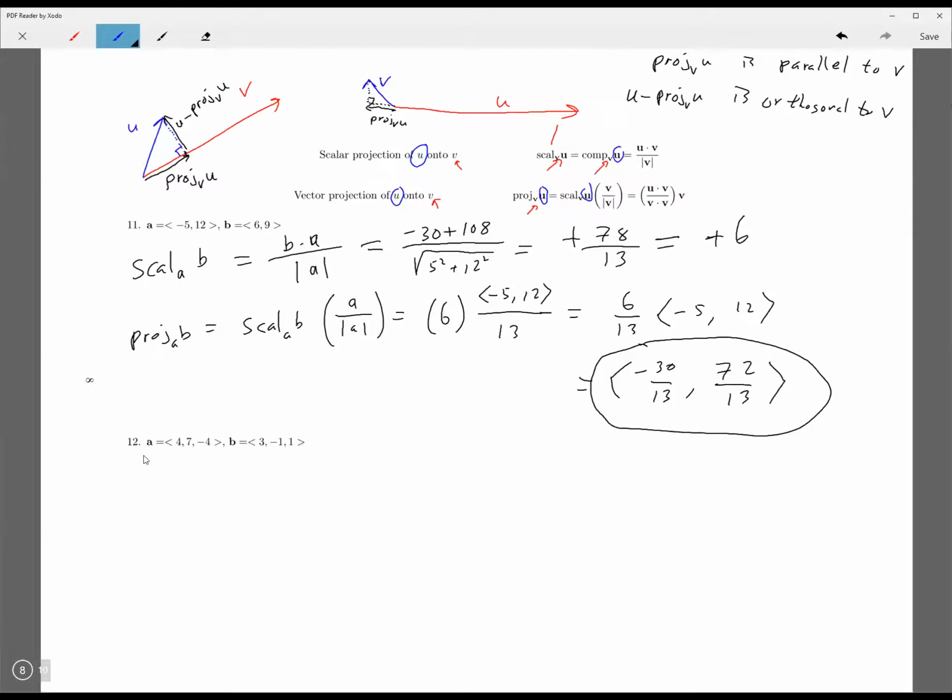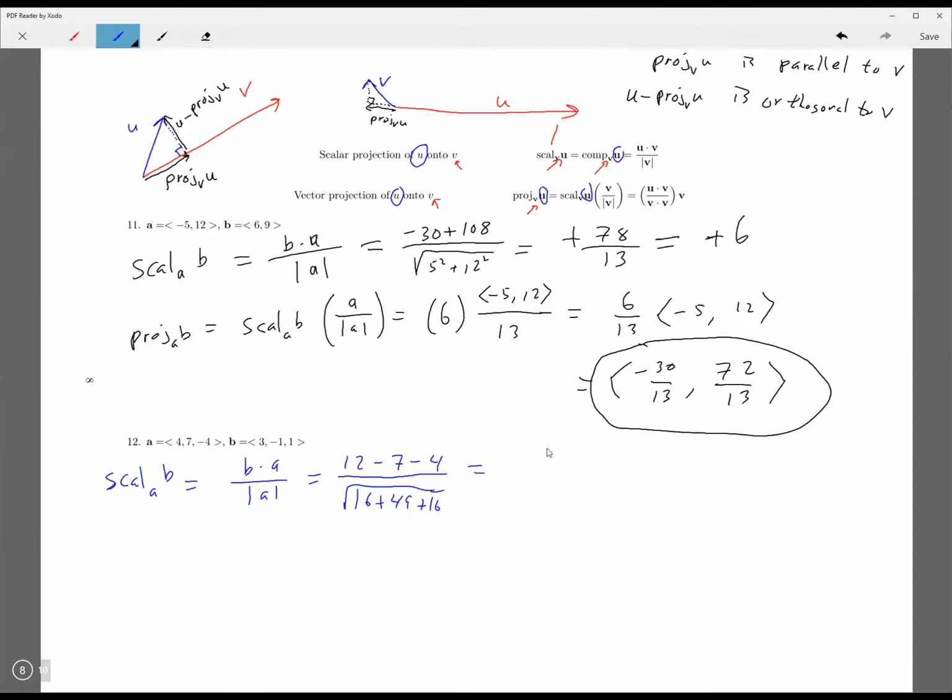Okay, so let's just do number 12. Find the scalar and vector projections of B onto A. So we're finding the scalar projection of B onto A. And again, that's gonna be B dot A over the magnitude of A. And what is B dot A? It's the same as A dot B, right? So that's 4 times 3, that's 12, and then 7 times -1, that's -7, and then -4 times -4 is 16. Whoa, that's just gonna be 1.